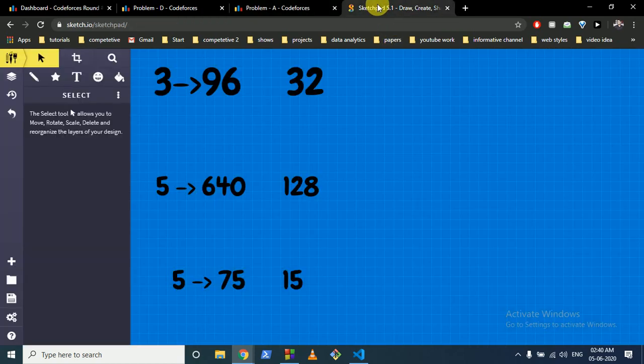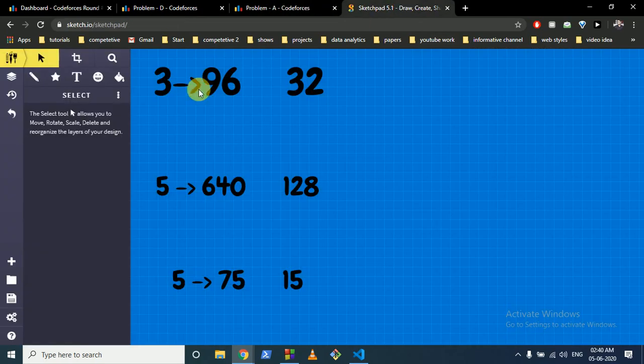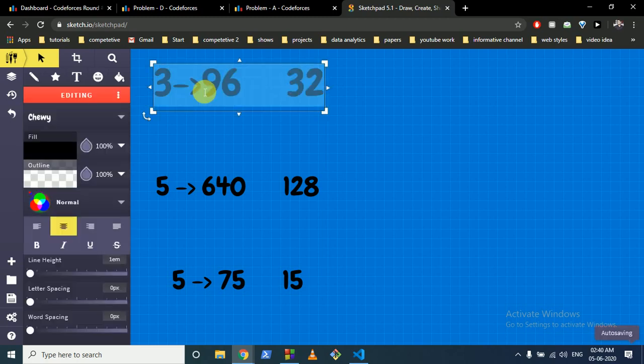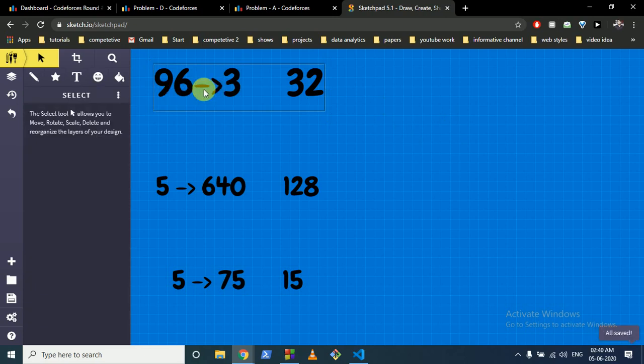Now let's move on to the drawing board to make it clearer. You can either move from a to b or from b to a, because both operations are available: you can multiply or divide. So we will go down the hill because it will be easier for us. We can go from 96 to 3 because division is simpler. So now we want to convert 96 into 3.